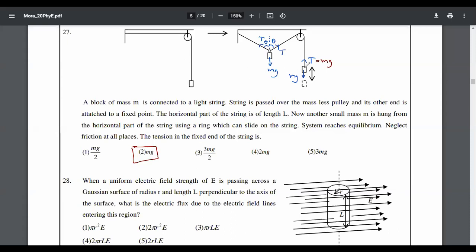Right. To talk about the 27th question, they are asking what is the tension acting here? Tension in the fixed end of the string. That means this one, or maybe this one. Fixed end means this, right? Never mind. Everywhere tension will be equal. Tell me why is that? Why will tension be equal everywhere? It is a light string. It says light string. So tension is equal everywhere.